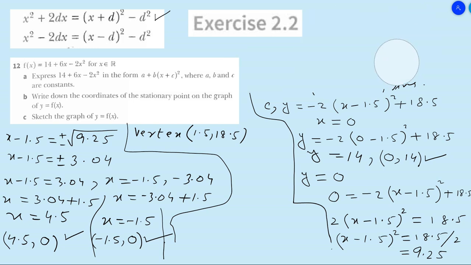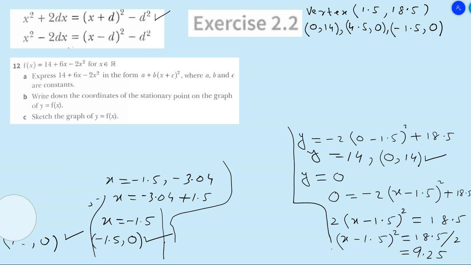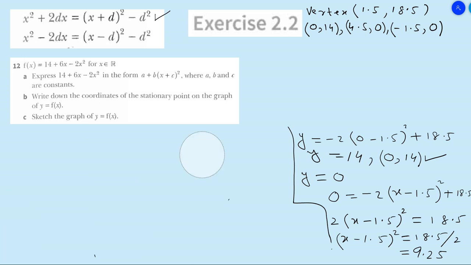I am rubbing all this, making space for the graph. Writing the whole data over here. Vertex is 1.5 and 18.5. This is our stationary point. Axis crossing points are 0 and 14, 4.5 and 0, minus 1.5 and 0. That's it. Now I am rubbing all this working in order to show you a good graph.